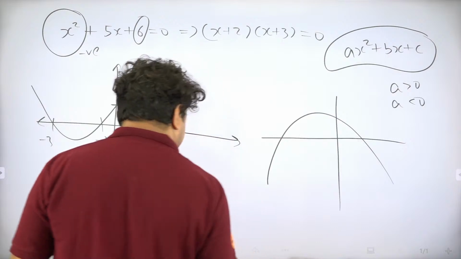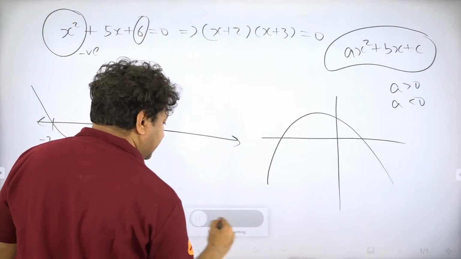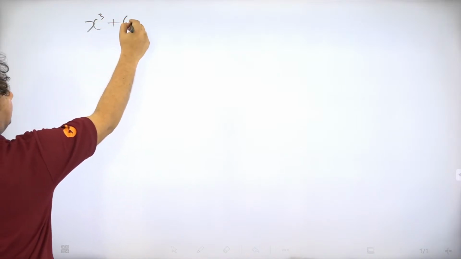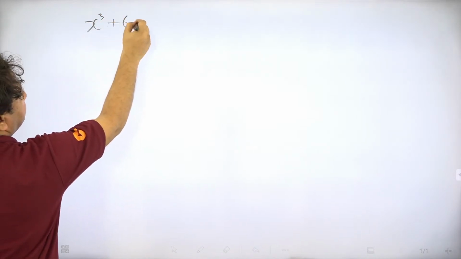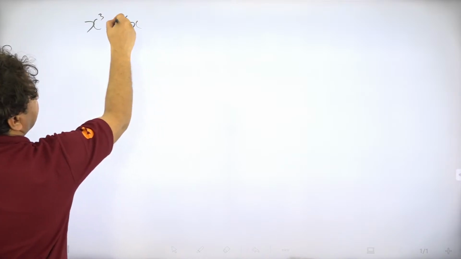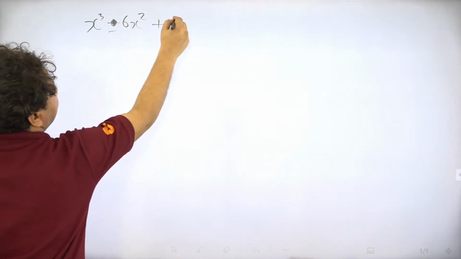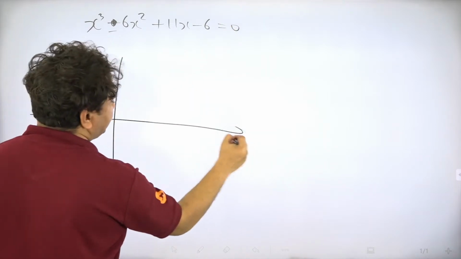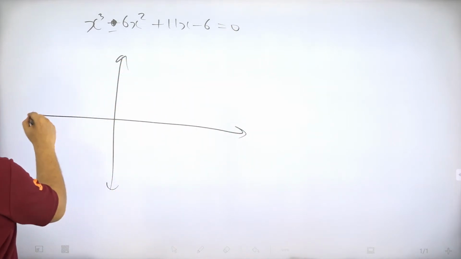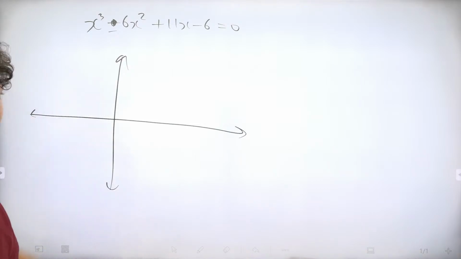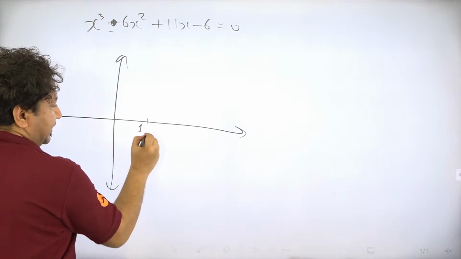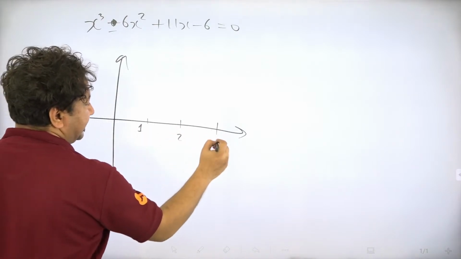All right. Similarly, let's say it's a cubic expression. For example, x cubed minus 6x squared plus 11x minus 6 equal to 0. In this case, we have three roots, as I told you earlier as well: 1, 2, and 3. The graph will intersect at x equal to 1, at x equal to 2, and at x equal to 3.